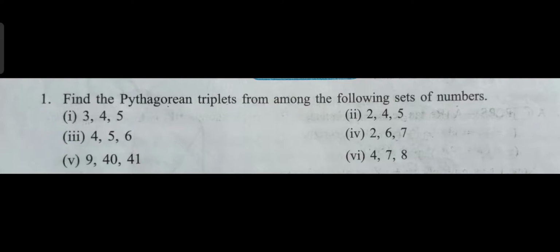Second one is 2, 4, 5. Third one is 4, 5, 6. Fourth one is 2, 6, 7. Fifth one is 9, 40, 41. And sixth one is 4, 7, 8. So you are supposed to write this question first, and then below that question you will solve all these six sums as a revision part in your maths notebook. Clear?